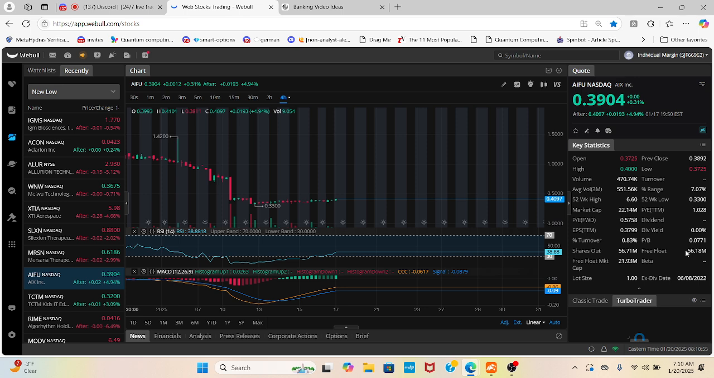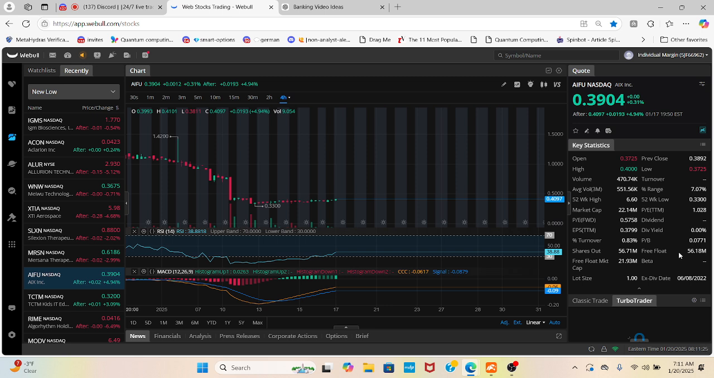I'll do that for this example here on the AIFU. It'll take a little bit more volume. It has 56 million on the free float. What's the easiest way for you to think of the volume versus the free float for your active trades? Well, picture your free float being the cup size, right? It's a big cup size for real. That's 56 million. They're gonna need a lot of water, bro.